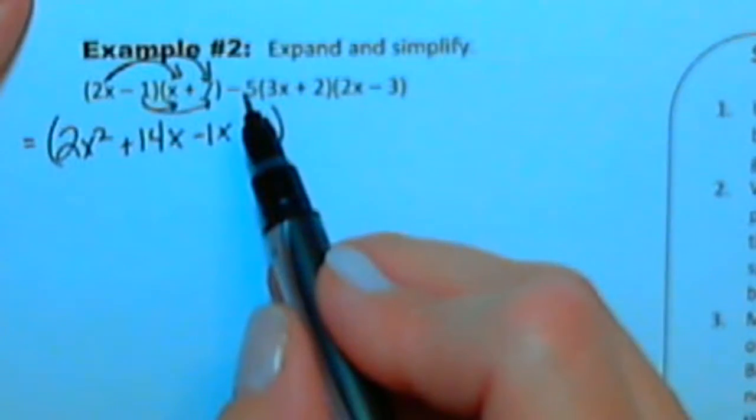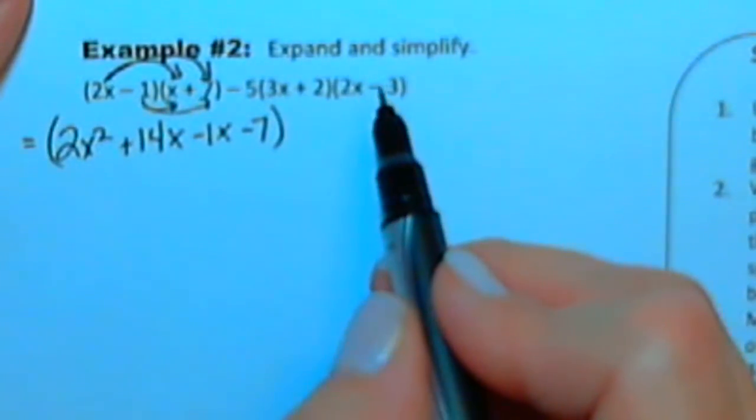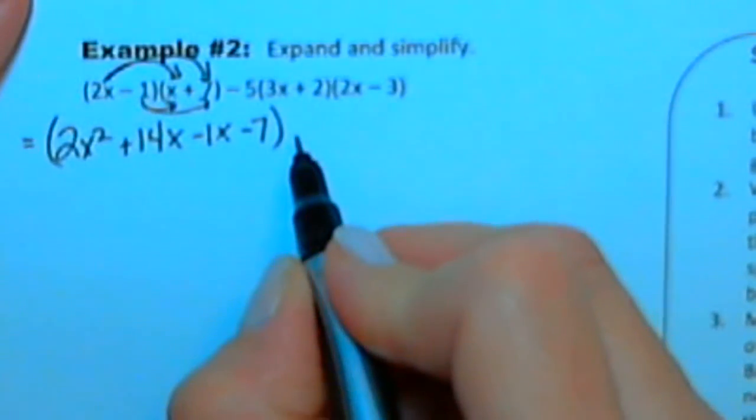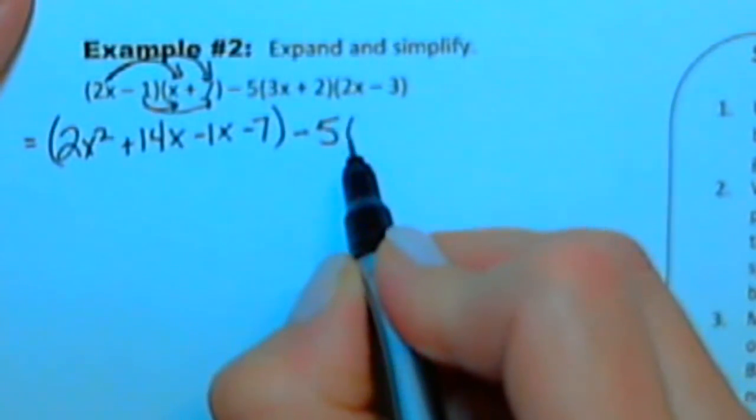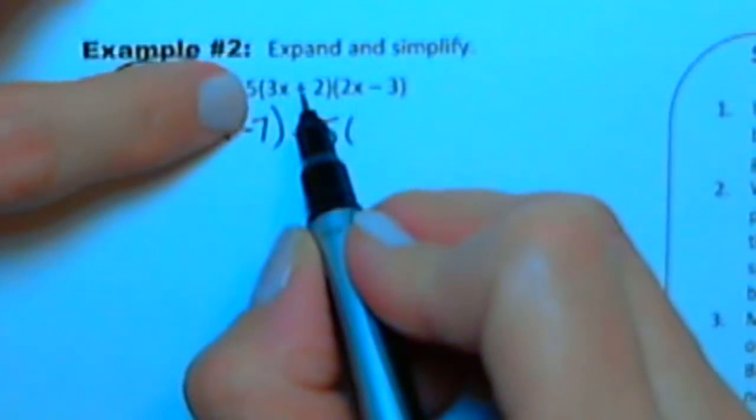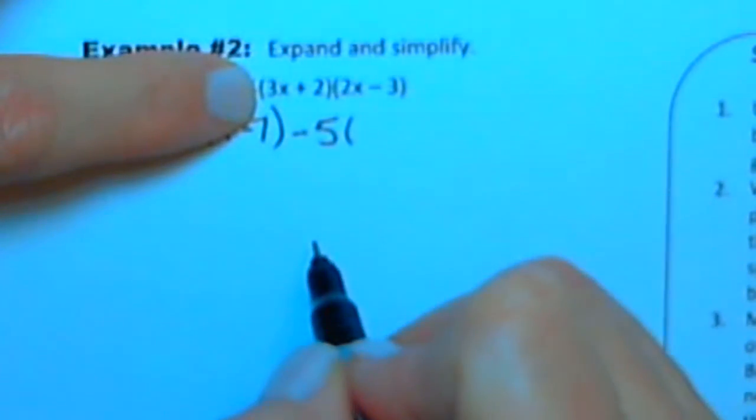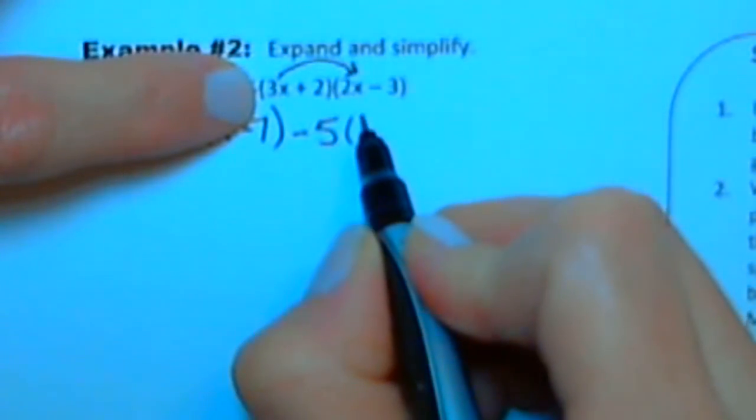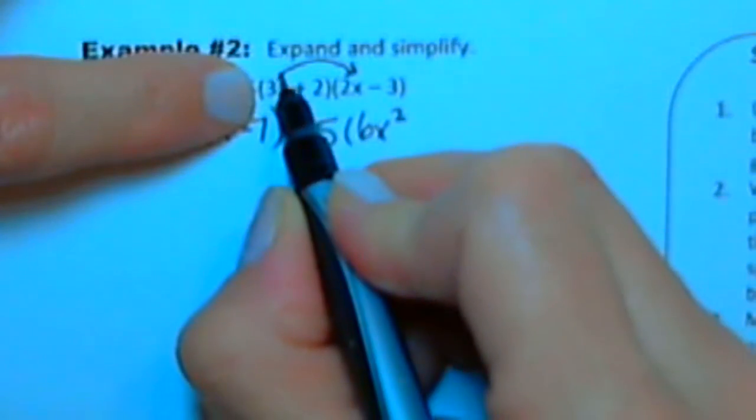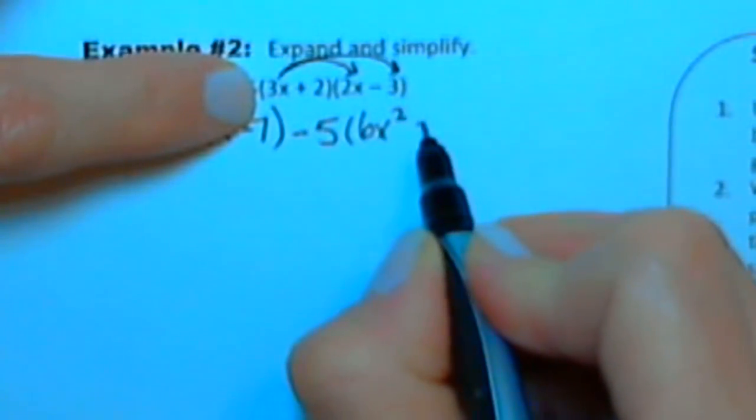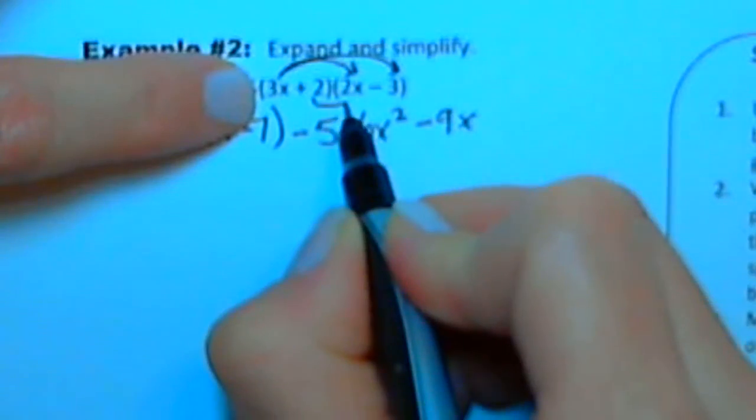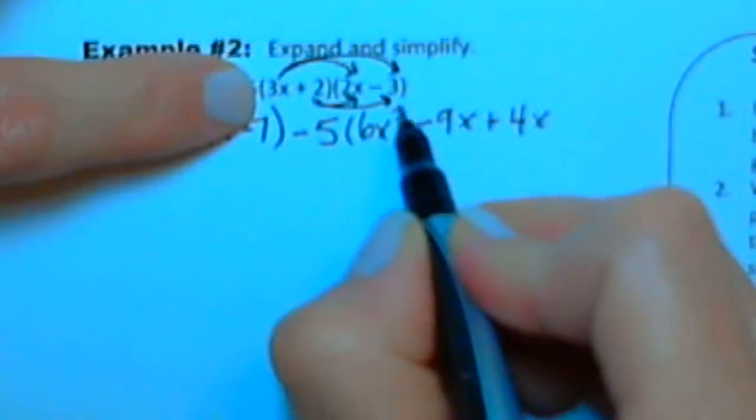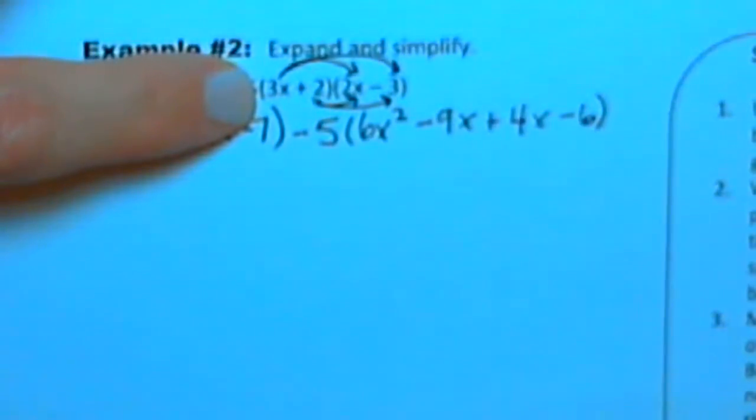Now, here I have a minus 5 times these two. And there's a couple ways you can do it. What I choose to do is leave the minus 5, and I'm just going to distribute these two as if that's the only question I'm looking at right now. So the 3x times the 2x is a 6x squared. 3x times the minus 3 is a minus 9x. The 2 times the 2x is a plus 4x. And the 2 times the minus 3 is minus 6.